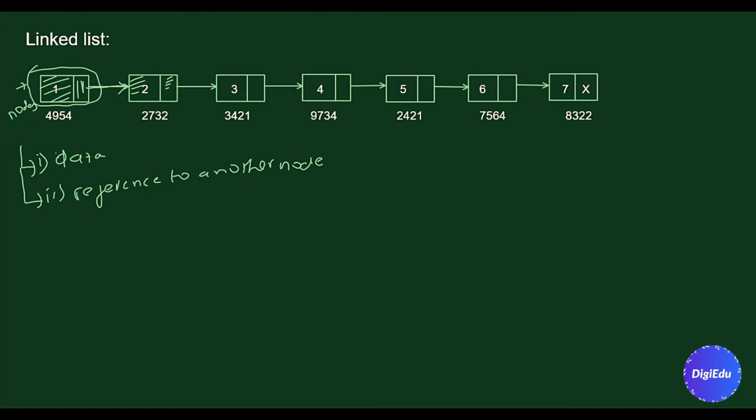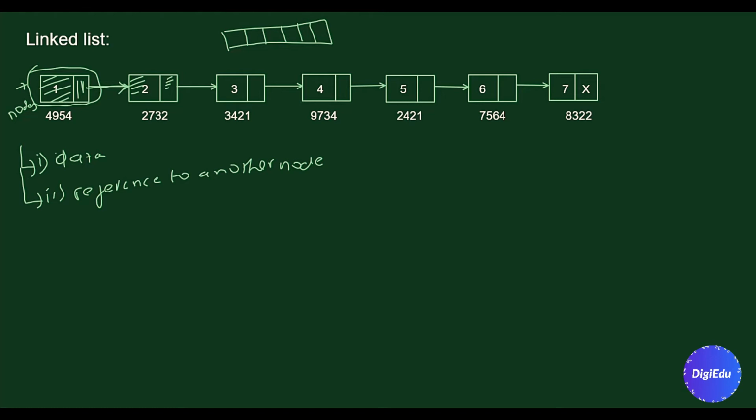So this is basically like an array, but the difference is that in an array the blocks are created sequentially, meaning they are next to each other. But in the case of a linked list, they are not next to each other. They are created randomly. Like node 1 is created at address 4954, and the next one is created at 2732 and 3421. So these are all different. This helps you create a sort of array which can change its size during execution. This is very helpful.